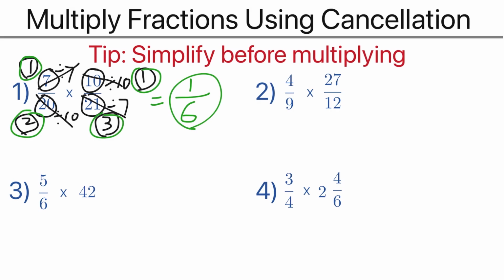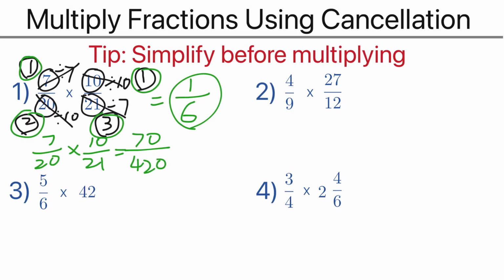Now, if you don't simplify before multiplying, what you'll end up with would be something like this. 7 over 20 times 10 over 21. 7 times 10 is 70. 20 times 21 will require a calculator, and it would come out to 420.